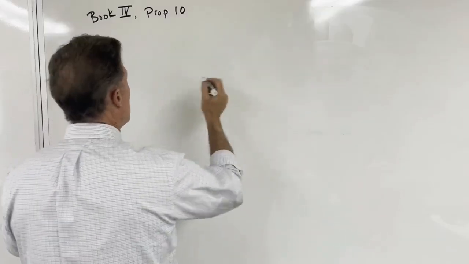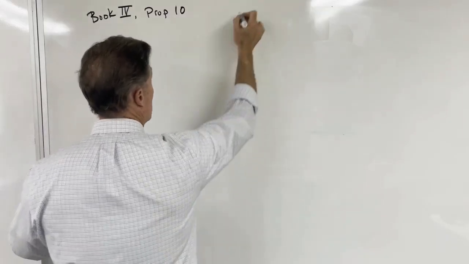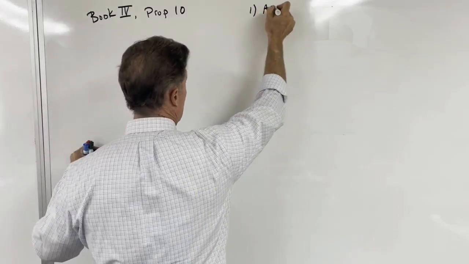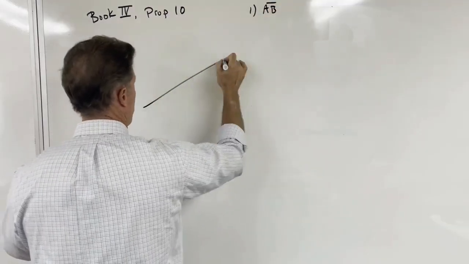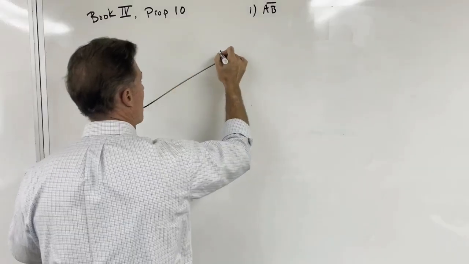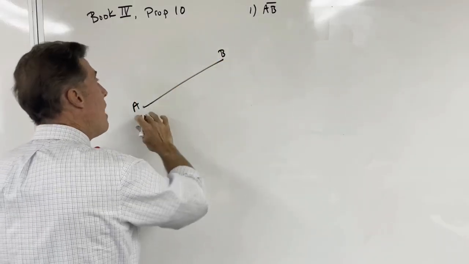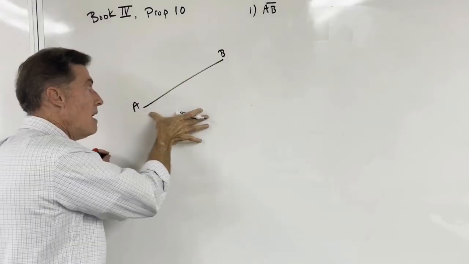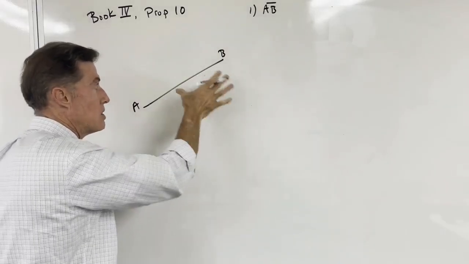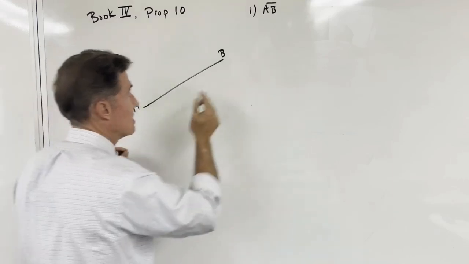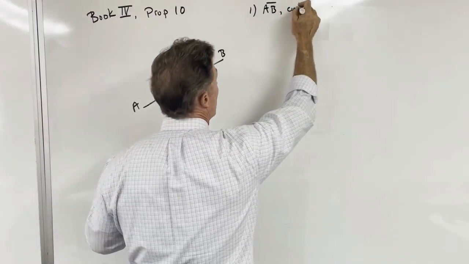So we have to begin with a given straight line. Our first thing is we're going to take a given straight line, AB. And now we're going to construct out of this given line an isosceles triangle that satisfies those conditions. So we're going to take AB and we're going to cut it in a particular way.